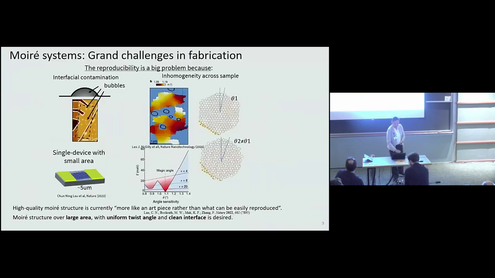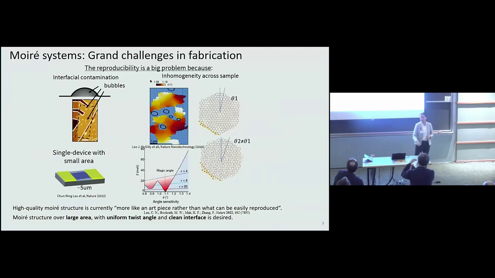Another challenge in this field, especially for the twisted bilayer moiré structure, is that when you put these two monolayers together, first of all, the size is already very small. And there are usually a lot of contaminations that sandwich between the two layers. That leads to a lot of bubbles and inhomogeneities of twist angle across the crystal surface.